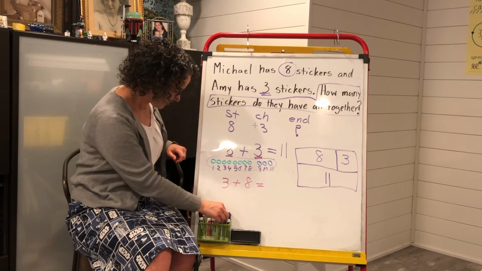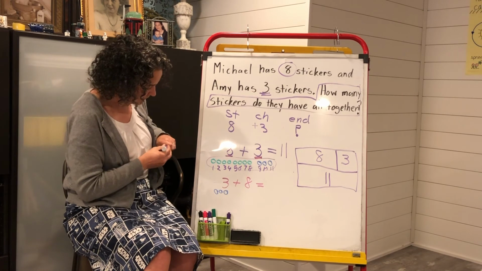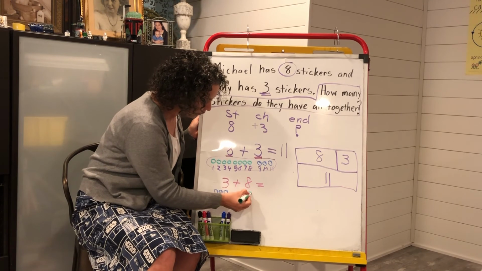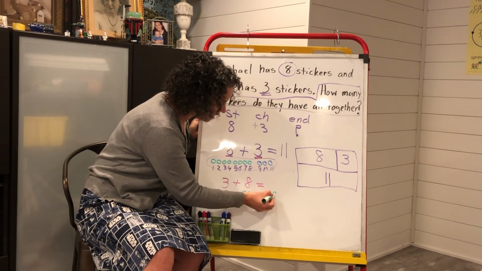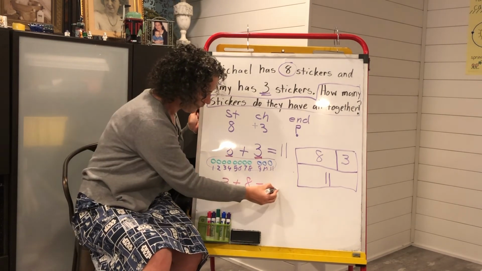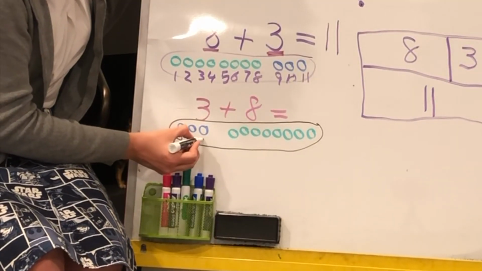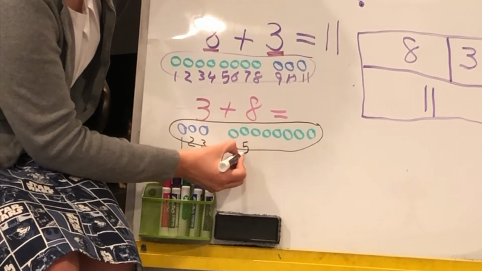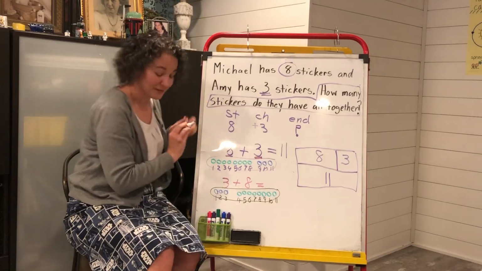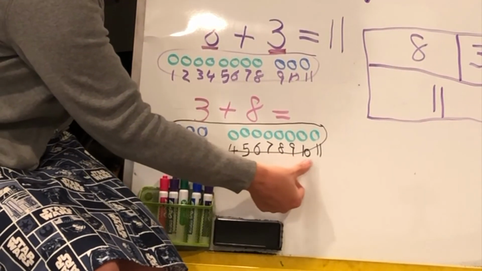So 3, I need 3 counters. 1, 2, 3. 8, it looks like I need 8 counters. 1, 2, 3, 4, 5, 6, 7, 8. And then, my friends, I'm going to circle the whole thing, and we're going to count it up. All right, my friends, let's count. 1, 2, 3, 4, 5, 6, 7, 8, 9, 10, 11. Let's count it again. 1, 2, 3, 4, 5, 6, 7, 8, 9, 10, 11.